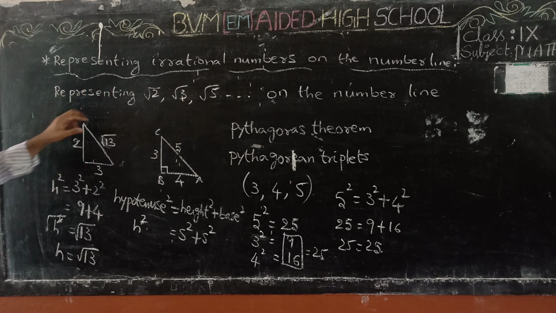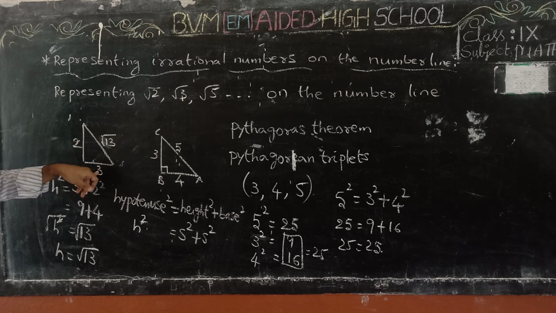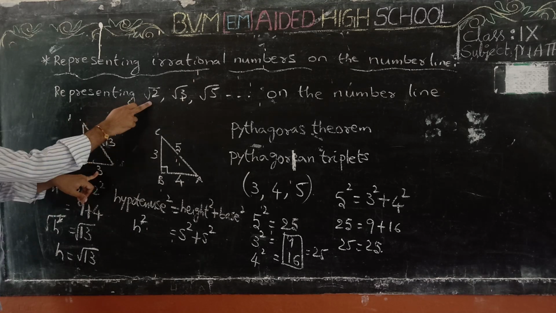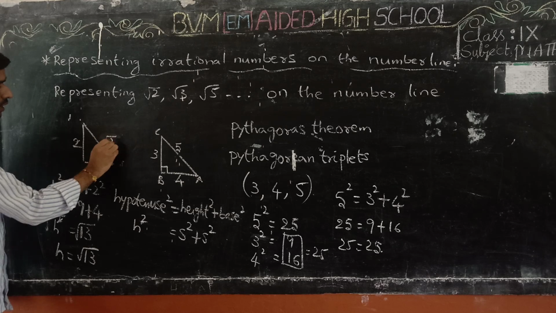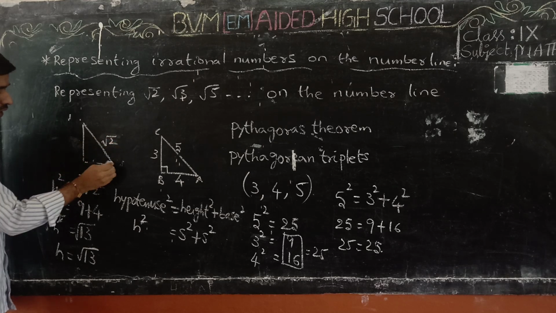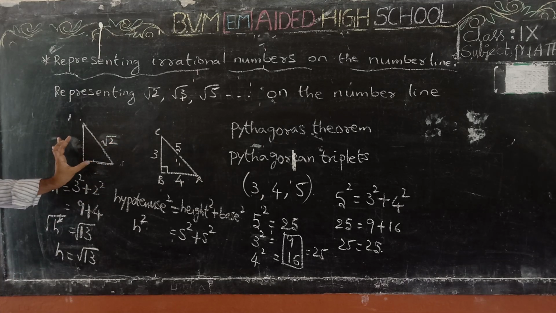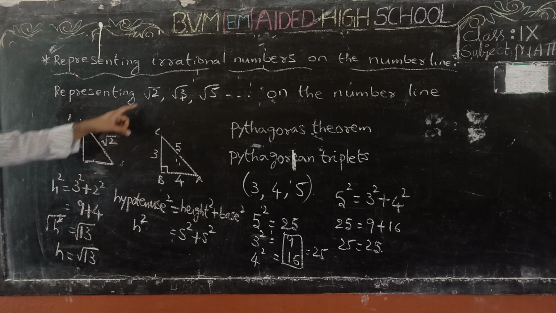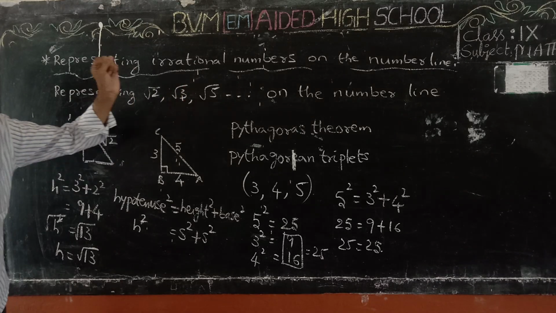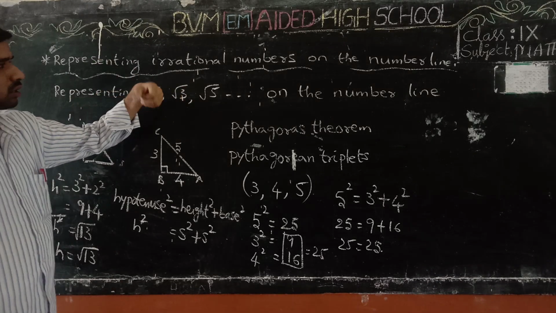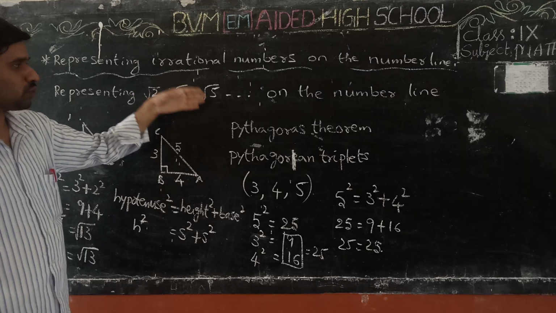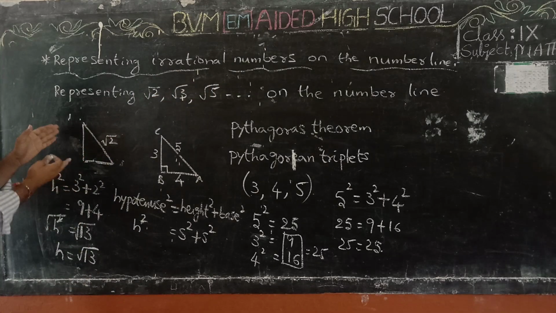So to represent root 2, one side and another side we need to take. We represent root 2 as the hypotenuse. What will be the other two sides? We should find the remaining two sides. Then we can represent root 2, root 3, root 5 or other irrational numbers, square roots of non-perfect square numbers, on the number line.